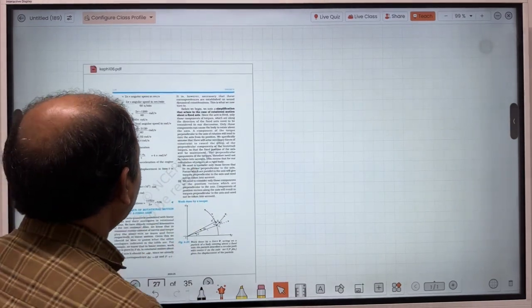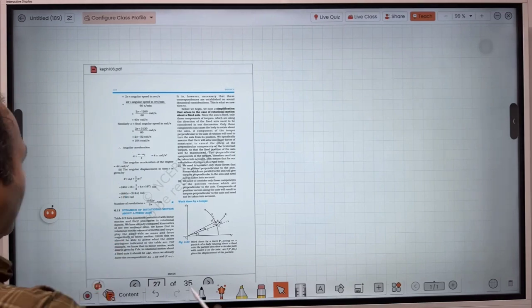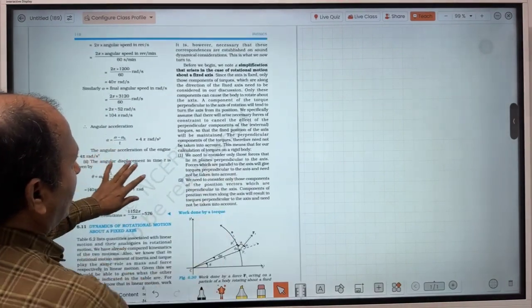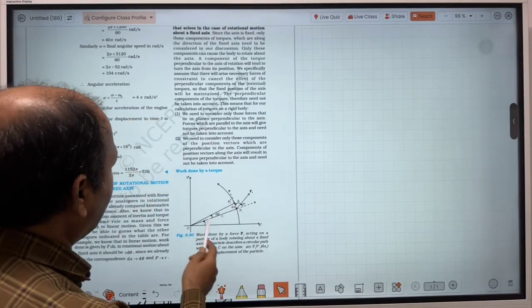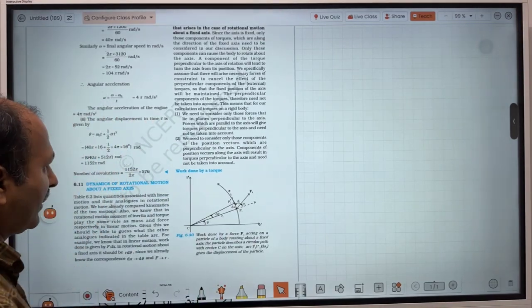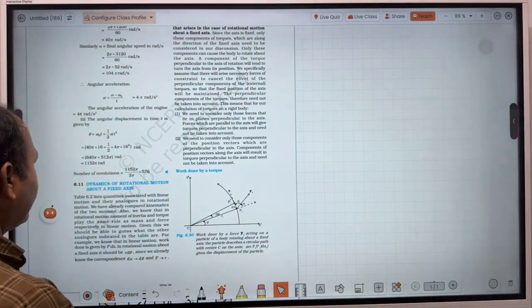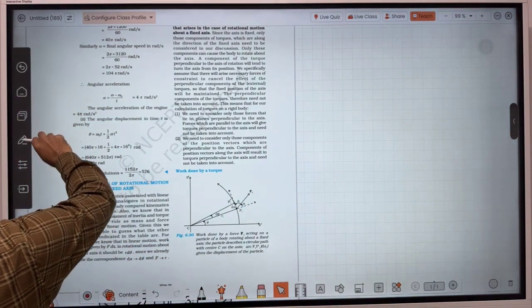Now, dynamics of rotational motion about a fixed axis. So in that case, there should be an axis, about which we can write its polar coordinates, and then we can evaluate. So how will we evaluate it?